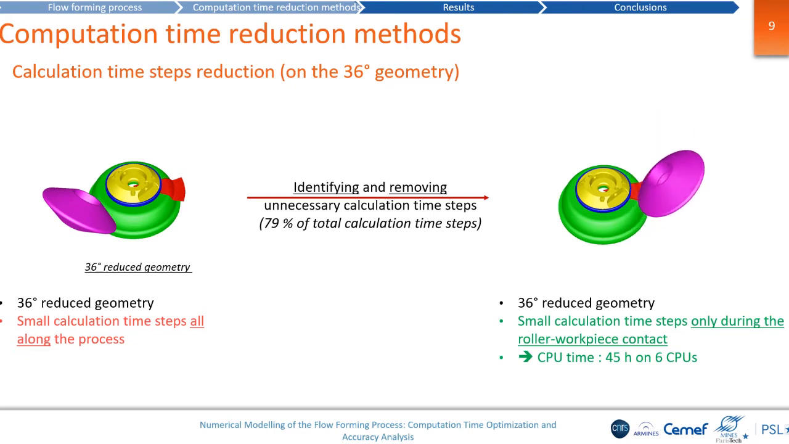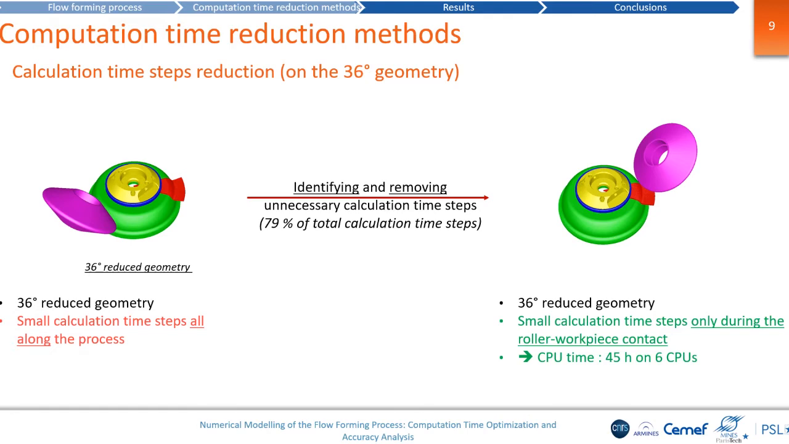So we have identified and removed those calculation time steps, and up to 80% of the calculation time steps have been removed. At the end, we are only dealing with the time steps that are of interest for the deformation of our sheet. By doing so, we are able to describe the deformation of the sheet, and we have reduced the CPU time up to 45 hours on 8 cores. So we have drastically decreased the CPU time.